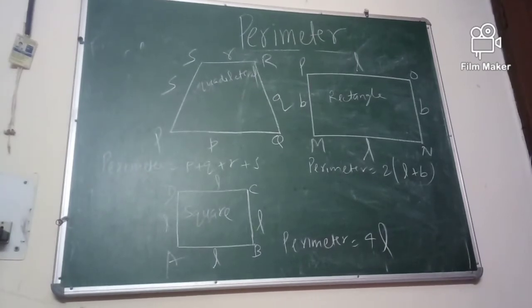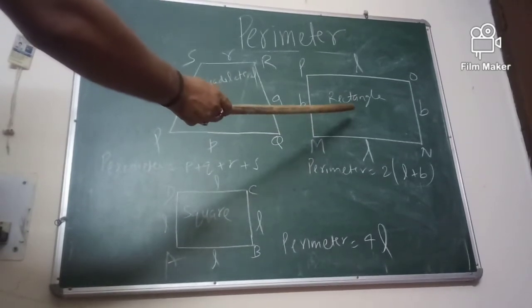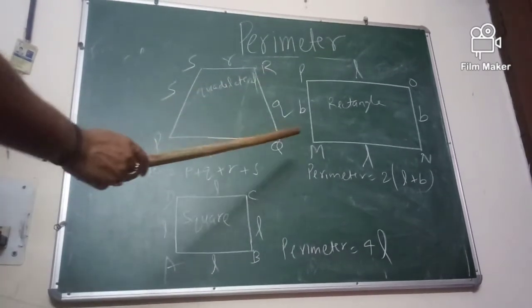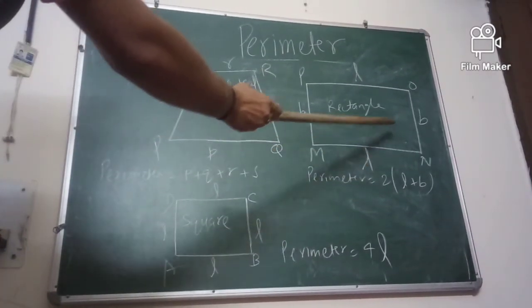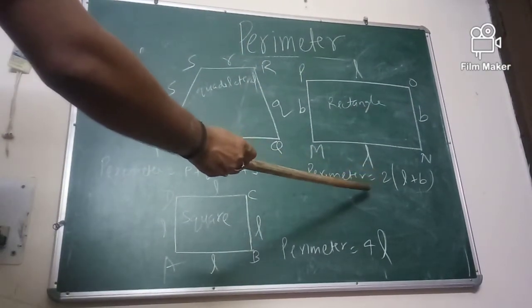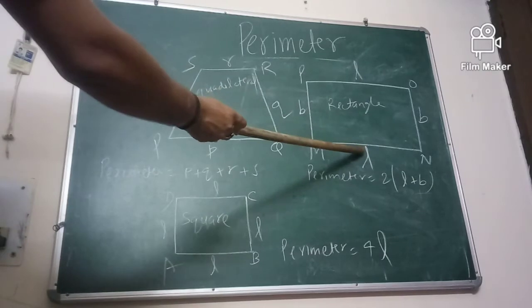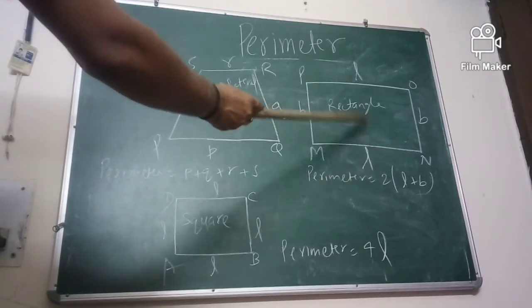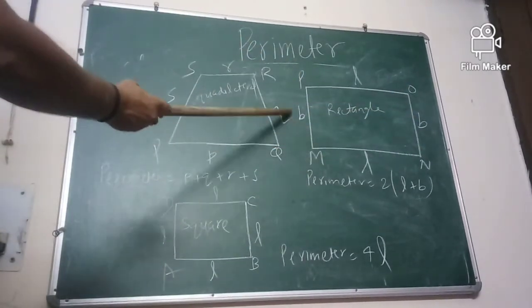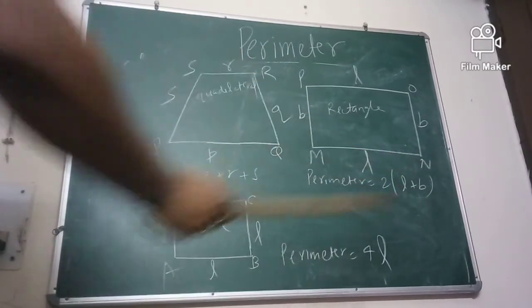And in a quadrilateral where the opposite sides are equal, which is a rectangle, we do not have to add all four sides. We can add two sides, L and B, and multiply by 2 to get the perimeter, because all the opposite sides are equal. The length of MN is L, OP is L, NO is B and PM is B. So the perimeter is equal to 2 multiplied by L plus B.